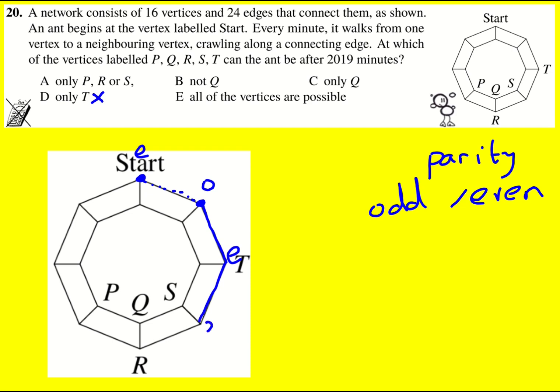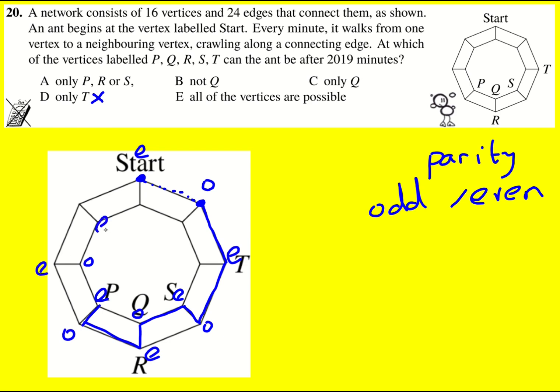Keep on going. That one's going to be odd. That one's going to be even. So S is also not possible. But to get to Q, aha, it must be an odd number of minutes. To get to R would be even, and then this would be odd, and this would be even. Actually, it just alternates. I could have just done that from the start.